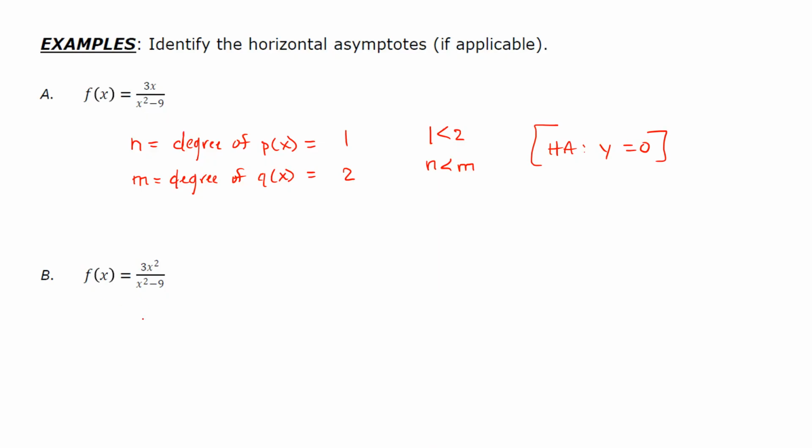All right, let's do the next one. In this function, our n is going to be 2, and our m is going to be 2. So 2 equals 2, which means n equals m. Our equation for the horizontal asymptote is the leading coefficient in the numerator divided by the one in the denominator, which equals 3. So our horizontal asymptote is the line y equals 3.